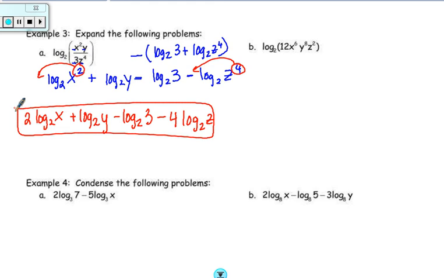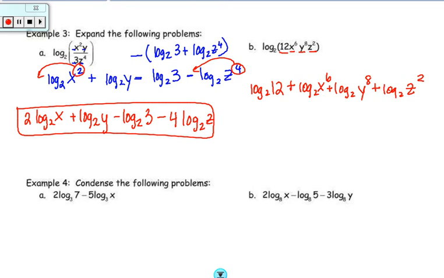All right, look at B. We have log base 2 of 12, x to the 6th, y to the 8th, and z to the 2nd. I see 1, 2, 3, 4 things multiplied together. So log base 2, log base 2, log base 2, log base 2. What are the pieces that I have? I have 12, x to the 6th, y to the 8th, and z to the 2nd. 12 times x to the 6th is addition. X to the 6th times y to the 8th is addition. Y to the 8th times z to the 2nd becomes addition. All that multiplication becomes is addition.